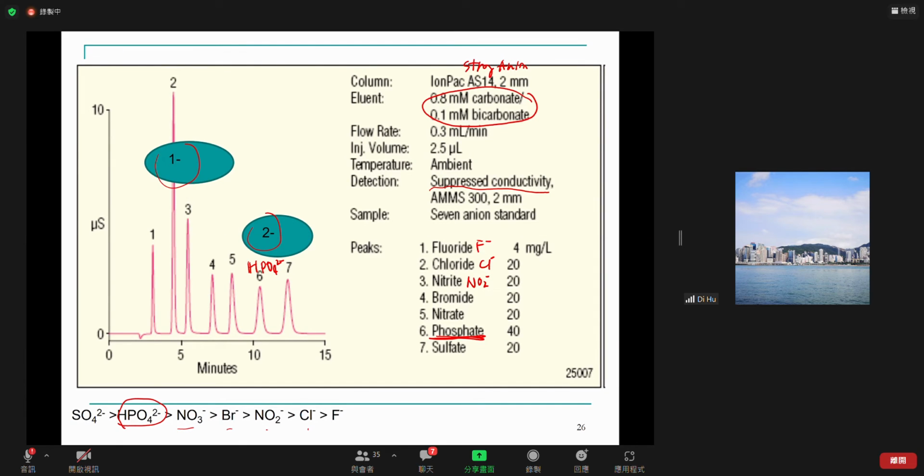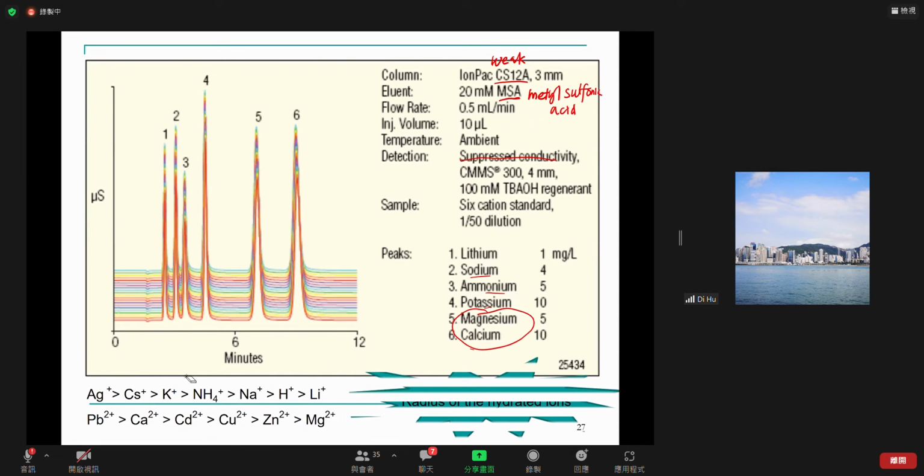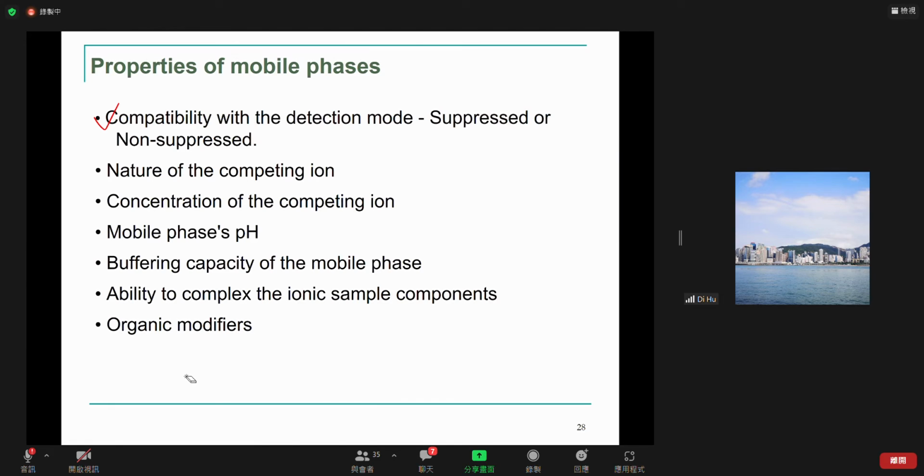If it becomes phosphate, PO4 with three minus, then its nature changed, and it will not come between nitrate and sulfate. It will come after sulfate, right? So that's why I say the pH of the mobile phase is important, because it has some buffer capacity, and some of those multivalent ions will keep their original nature and not change to another one. Okay, and also the ability to complex the ion sample component.